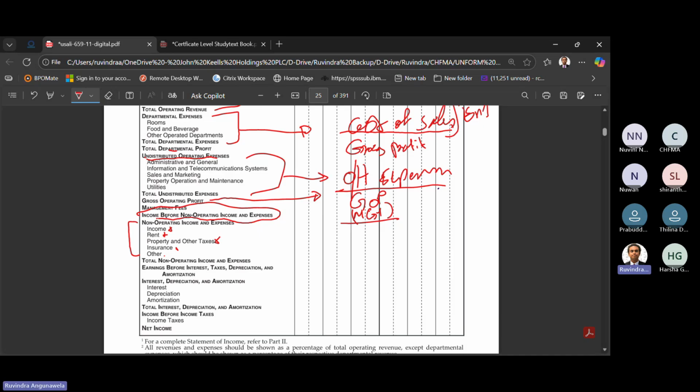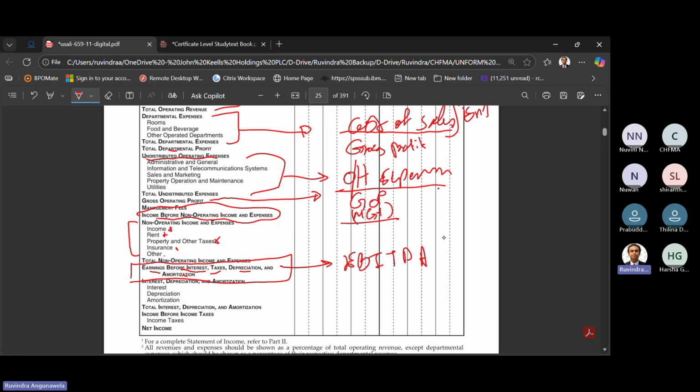So what do you have? Non-operating income, rent or lease expense, and the insurance of the assets that we have insured, the premium and others, right? So we have the non-operating expenses. And then we have the total non-operating income and expenses. Then we have something called the earnings before interest, taxes, depreciation, and amortization, otherwise known as EBITDA.